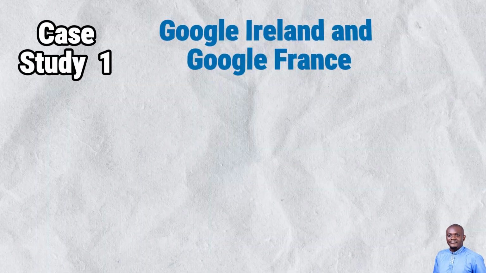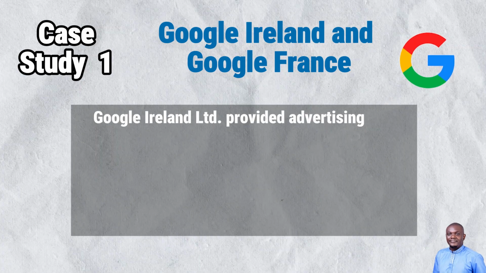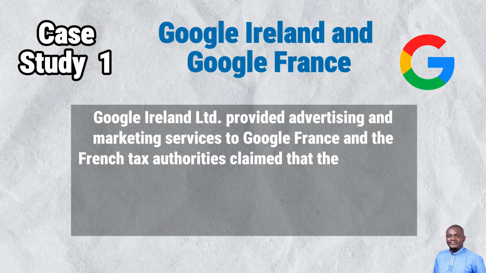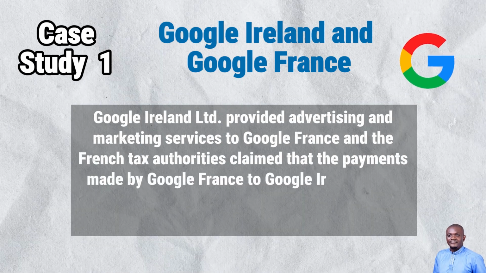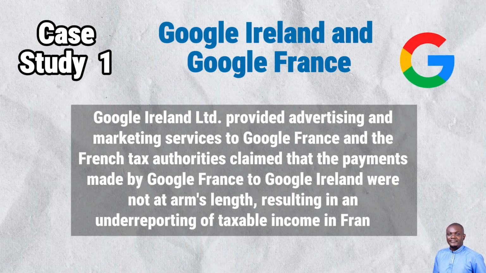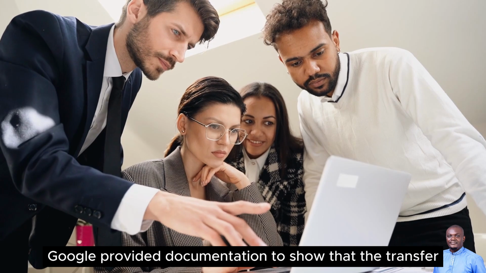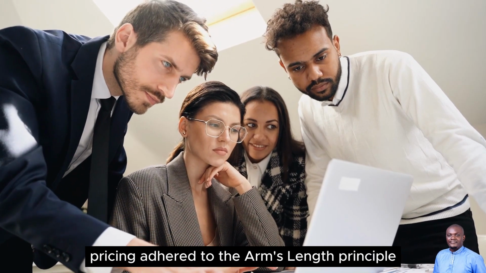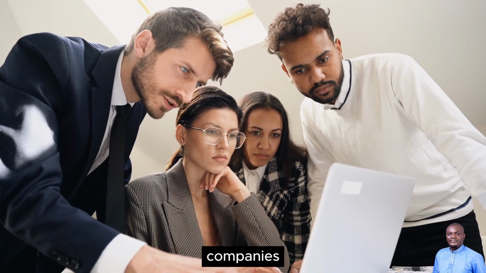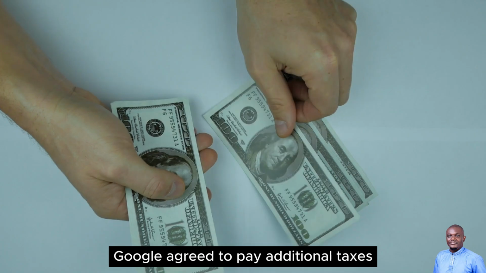Case study 1, Google Ireland and Google France. Google Ireland Limited provided advertising and marketing services to Google France, and the French tax authorities claimed that the payments made by Google France to Google Ireland were not at arm's length, resulting in an underreporting of taxable income in France. Resolution. Google provided documentation to show that the transfer pricing adhered to the arm's length principle by comparing similar transactions between unrelated companies. However, to avoid protracted litigation, Google agreed to pay additional taxes.